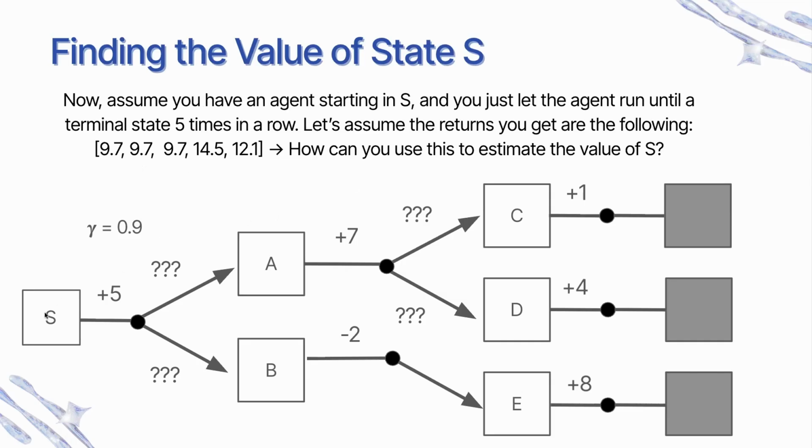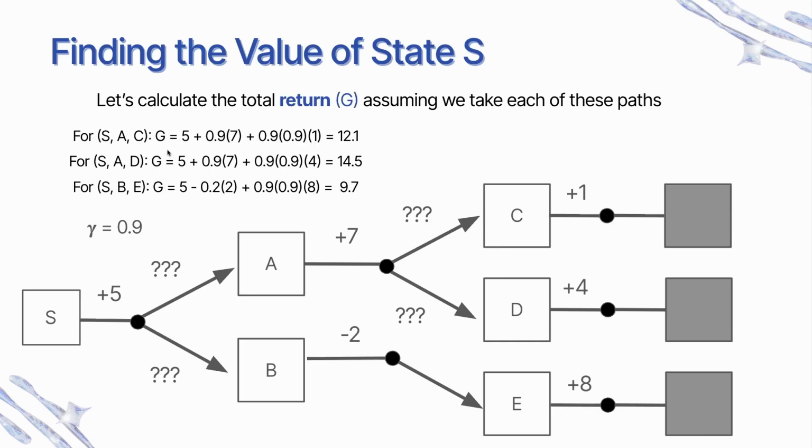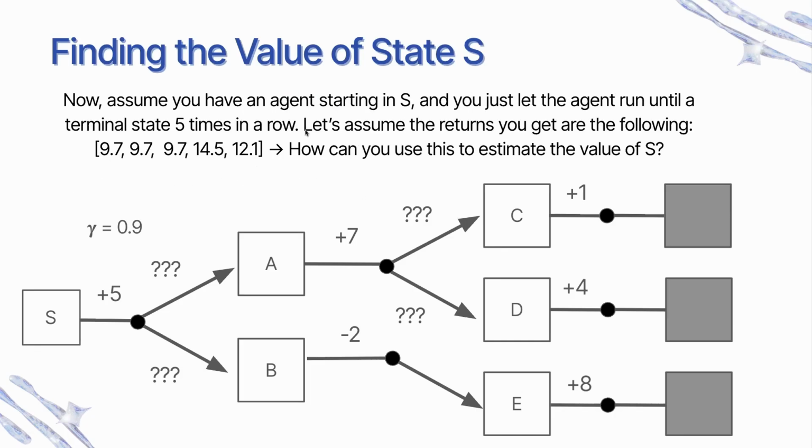Now let's assume you start in state S and you keep restarting in state S every time you reach a terminal state, and you just let the agent run many, many times. And by many here, I mean 5 times. All right, you let the agent run 5 times and you get the following returns, okay? Recall, these are just these numbers, right? 9.7, 9.7, 9.7, 14.5, 12.1. Okay, so now how would you use that to estimate the value of S? Any ideas?